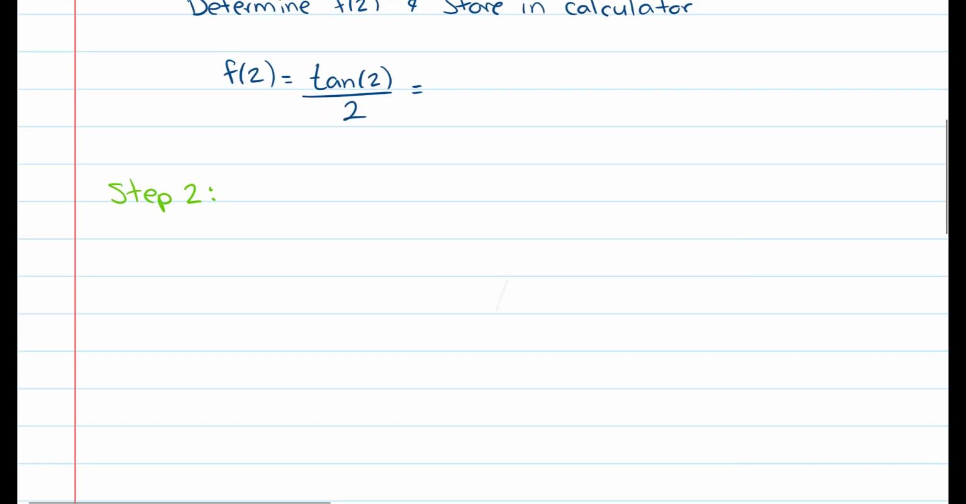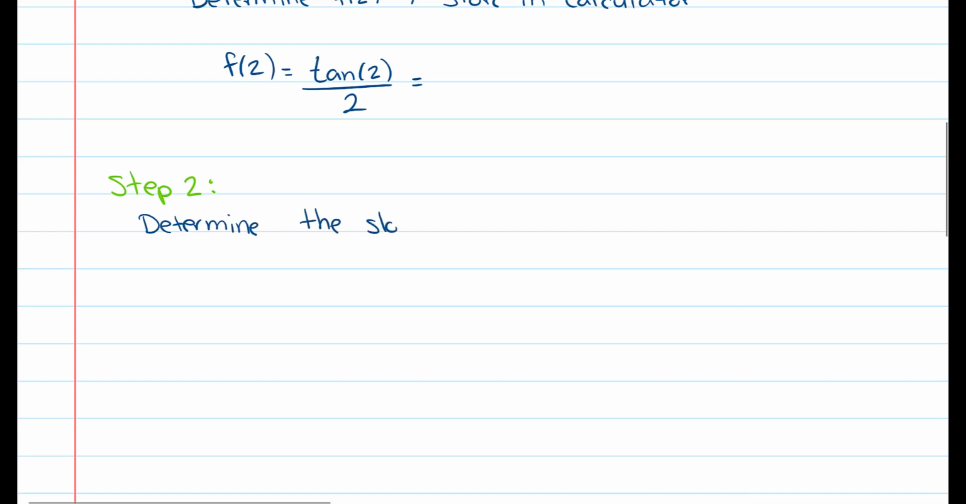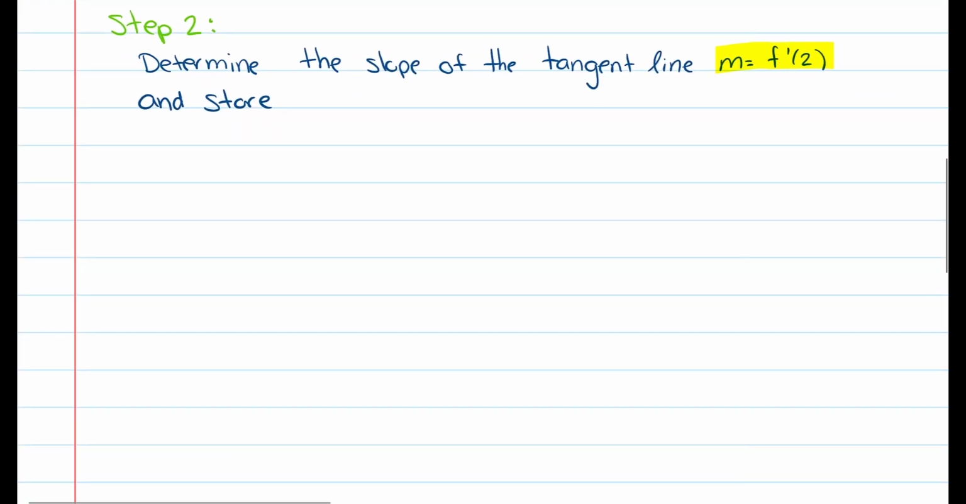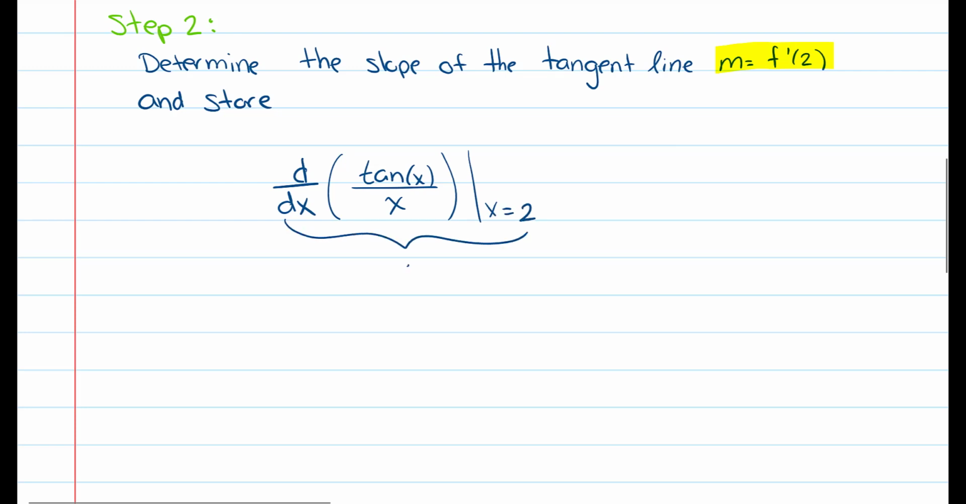Step 2. We need to determine the slope of the tangent line, which is m is equal to f prime of 2, then store it. Again, the slope is the derivative at 2. On a calculator, we can do that without having to do any real work. So we get d dx, parenthesis, tangent of x, all divided by x, at x equals 2. This whole piece is equivalent to f prime of 2. And in the calculator, I'm going to store this as y1.